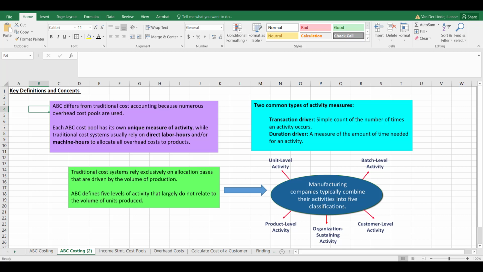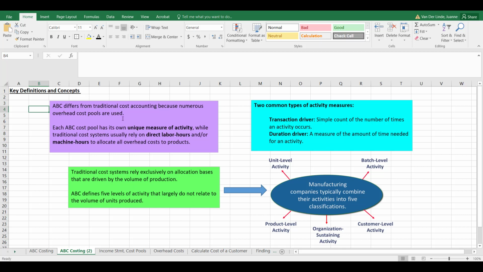Traditionally, direct labor hours or machine hours are used to allocate overhead costs to products, whereas under ABC we have multiple cost pools with their own PORs, so to speak, their own measures of activity, and those measures of activity aren't just direct labor hours or machine hours. They will include other types of activities as well, which we'll look at in a second. There are two common types of activity measures. A transaction driver is just how often an activity actually occurs, versus a duration driver, which is the measure of time needed for an activity to be completed.